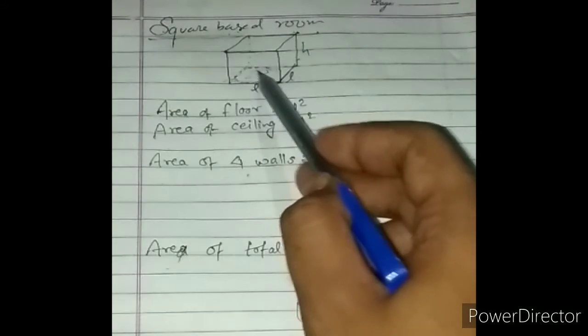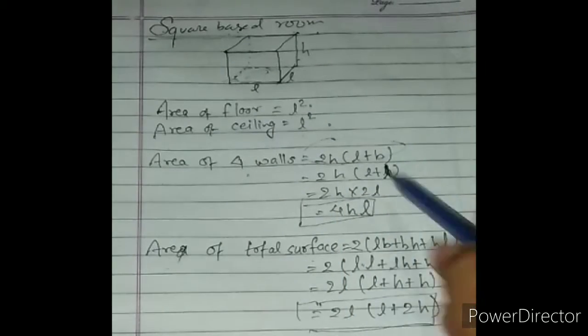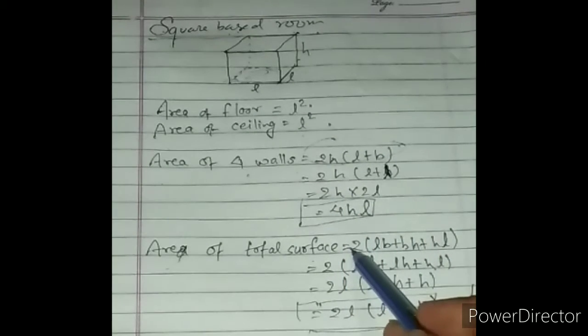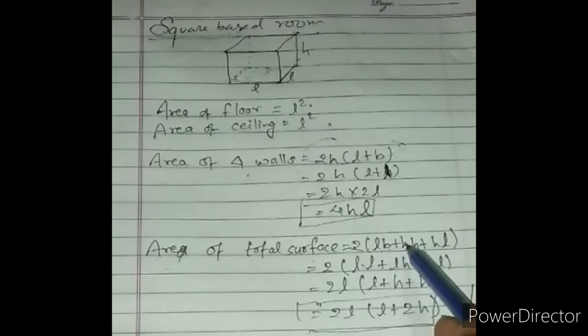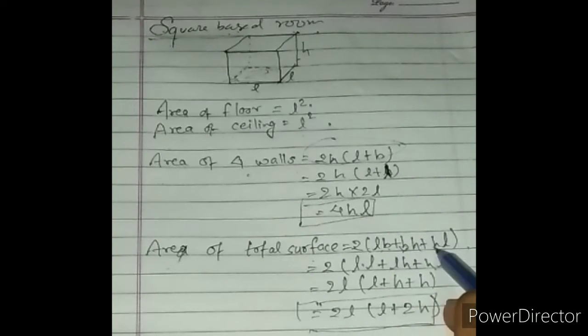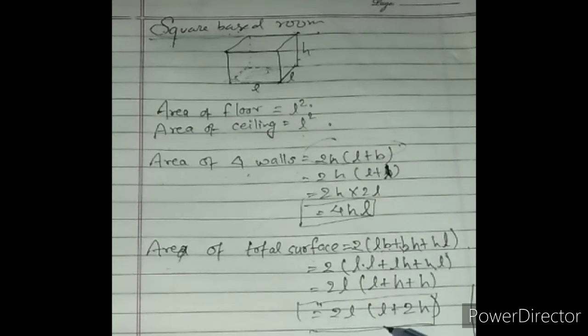Similarly for a rectangular room: L into B, 2H(L plus B), and area of total surface 2(LB plus BH plus HL). This is for the rectangular room and this is for the square based room. Okay.